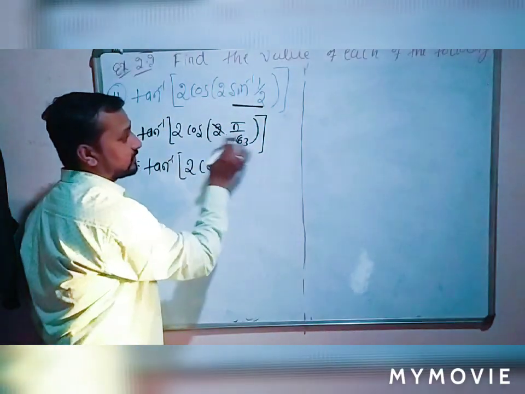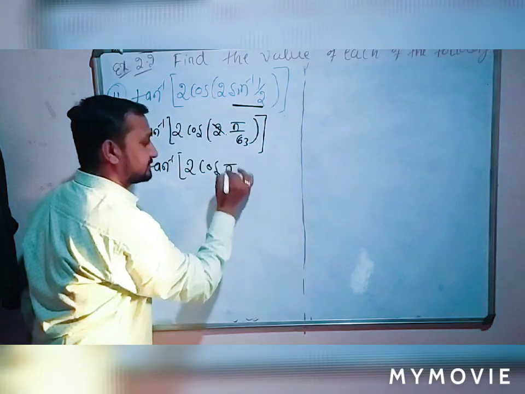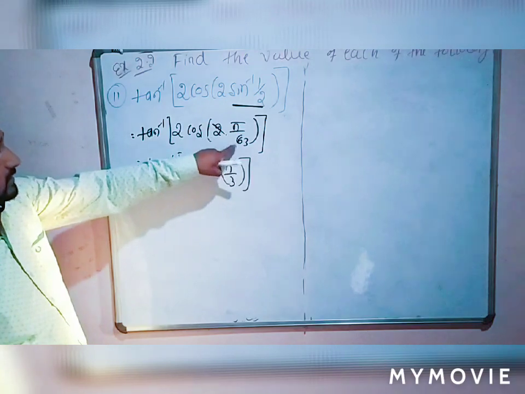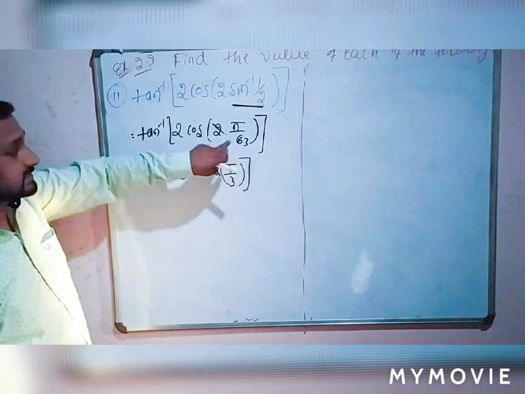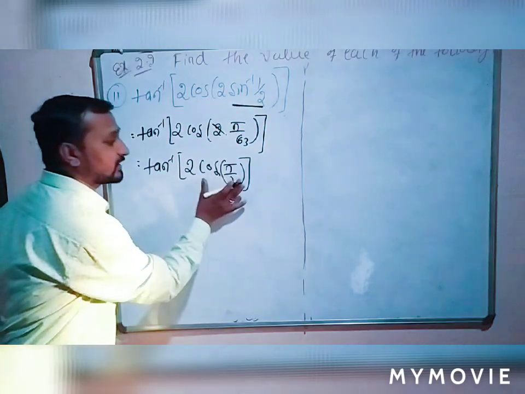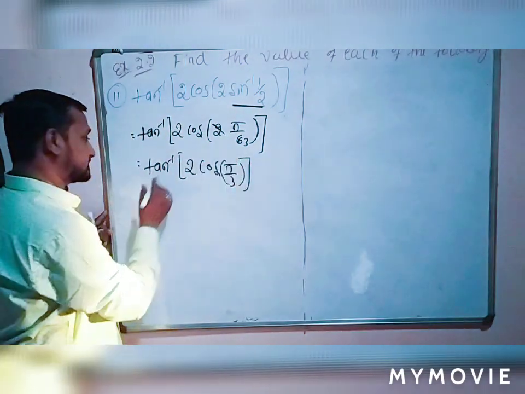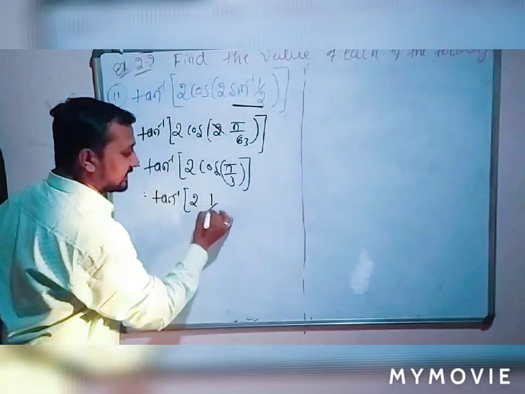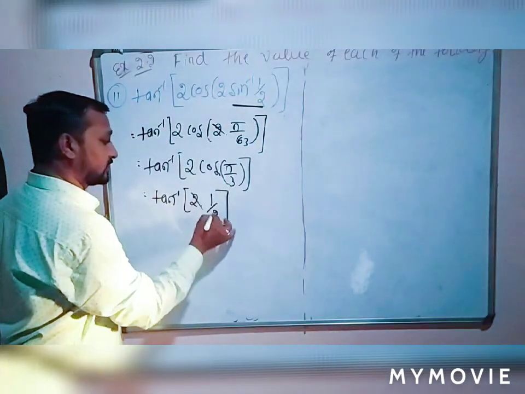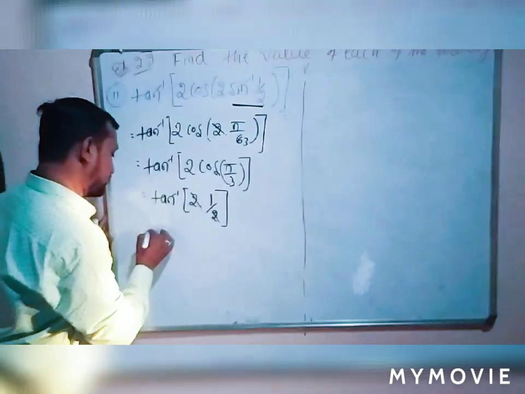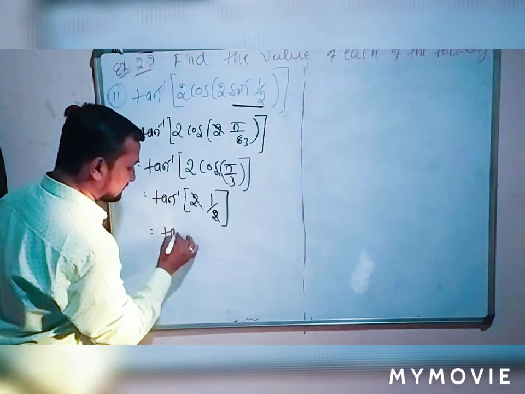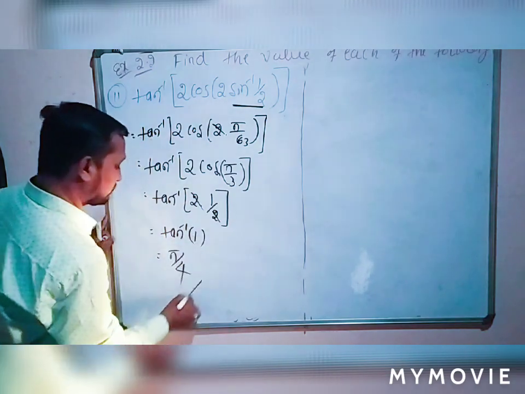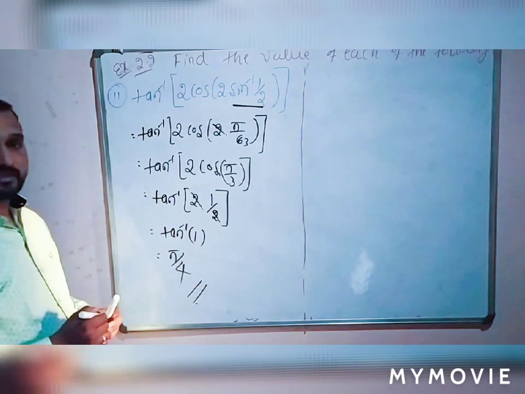2 cos in the bracket will give pi by 3. Clear, students? 2 times pi by 6 is pi by 3. Then the value of cos pi by 3 is cos 60 degrees. Tan inverse of 2 into cos 60 degrees, 1 divided by 2. 2 and 2 get cancelled, tan inverse of 1. The value of tan inverse of 1 is pi divided by 4. Pi divided by 4 is the answer.